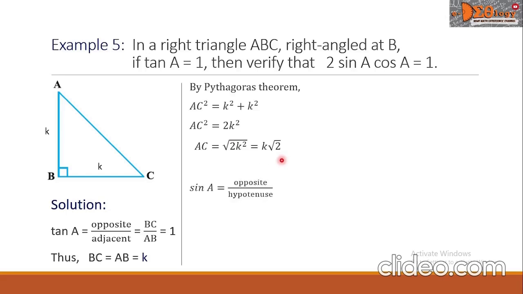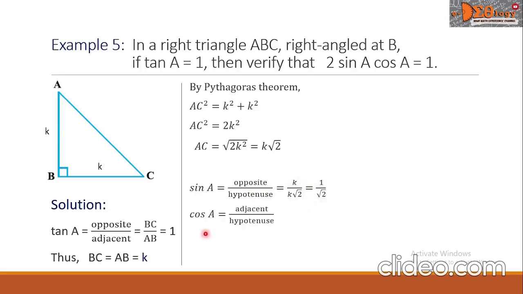Now let us take the sine A, which is opposite over hypotenuse. Opposite is K over hypotenuse, that is K square root of 2. We can cancel the K, and that is now sine A equals 1 over square root of 2.